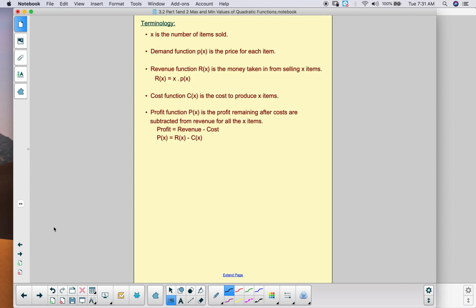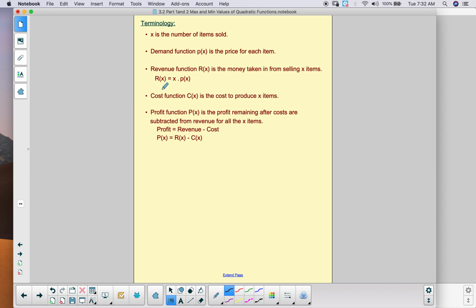We're going to try some word problems, and they're going to be word problems that have to do with finding the profit. So you have to familiarize yourself with the terms that are used in these kinds of questions. So let's say you have an item that's being sold and you want to find out what is the profit function. So let X be the number of items that are sold. There is a price for each item, which is called the demand function, and it's usually denoted as P of X. The revenue function is the money that you get from selling these X items.